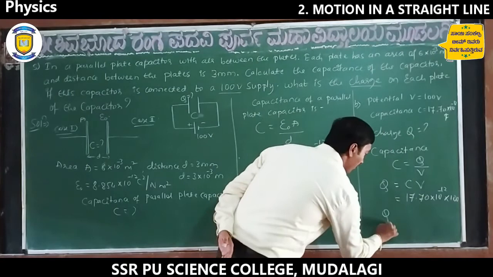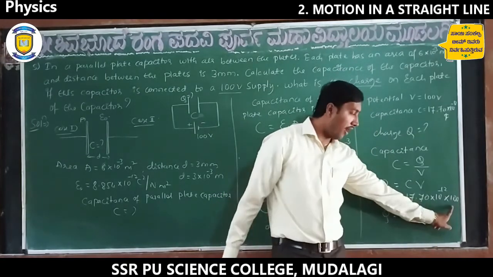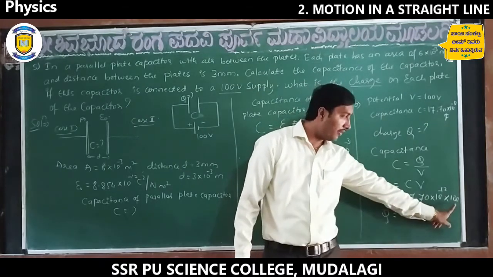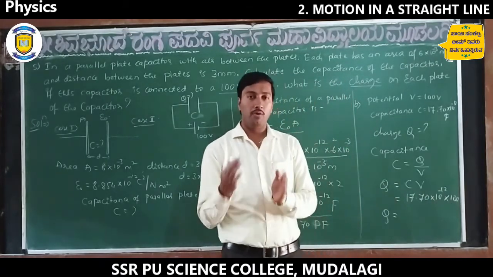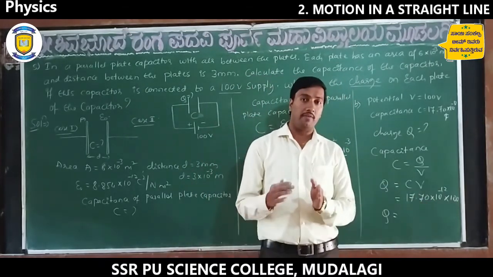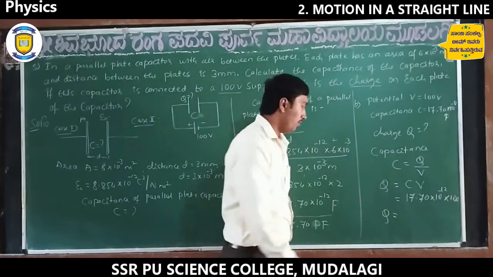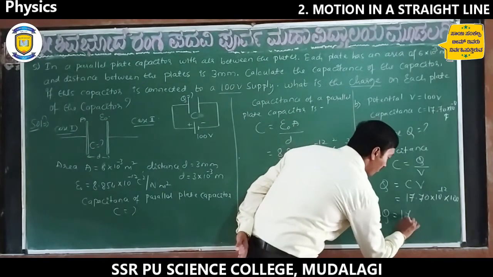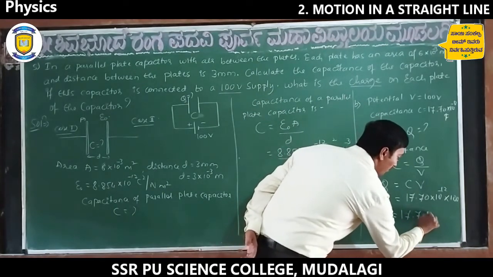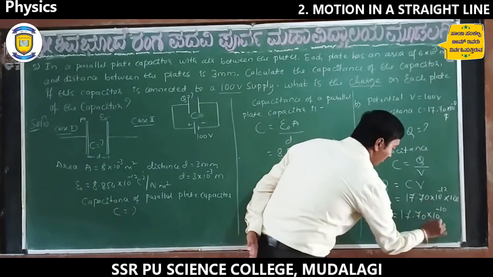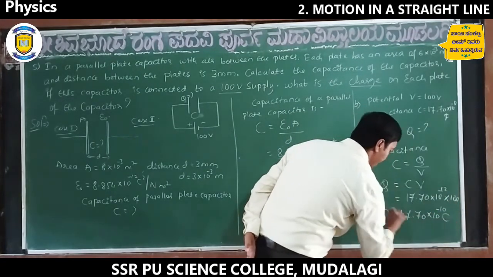The two zeros from 100 add to the power, so the charge is 17.70 into 10 raised to minus 10. The unit of charge is coulomb.